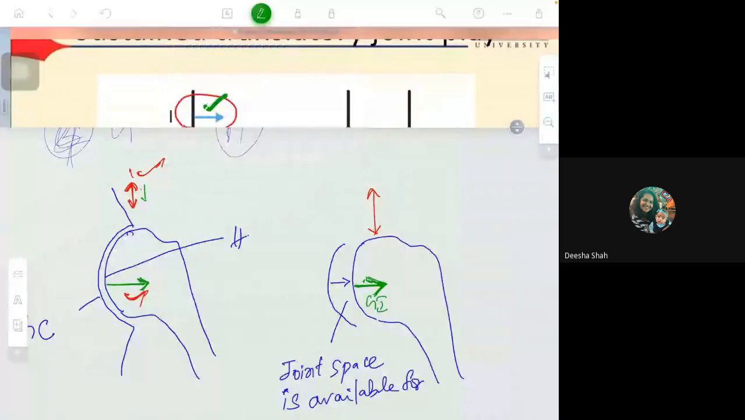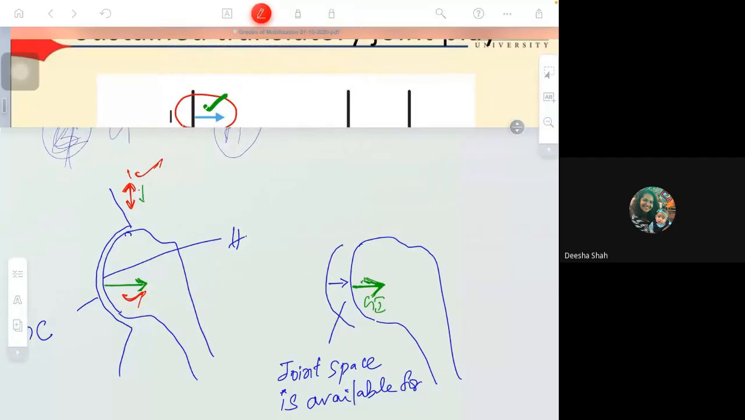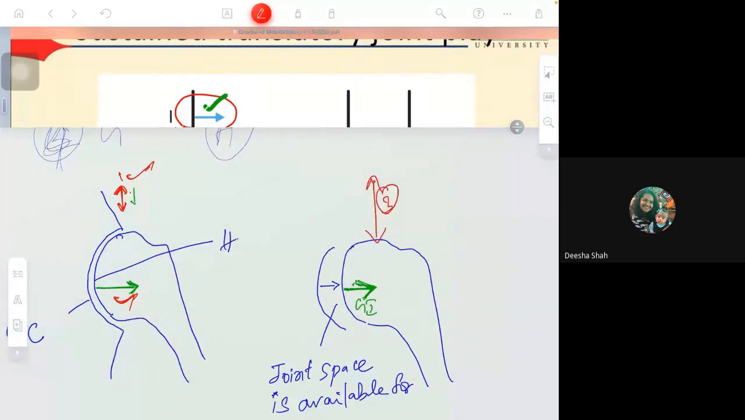And if you are giving grade 3 mobilization, now this is grade 3, I am drawing grade 3, then also you will add grade 1 distraction. And if you want to give grade 4 mobilization, that is small amplitude rhythmic oscillation performed at the limit, then also you will use grade 1 distraction. So that is the meaning here.